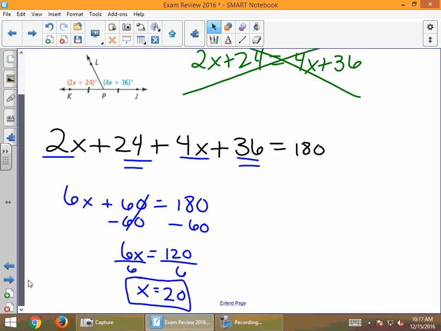Questions? Make sure you pay attention to whether it's degrees or segments.